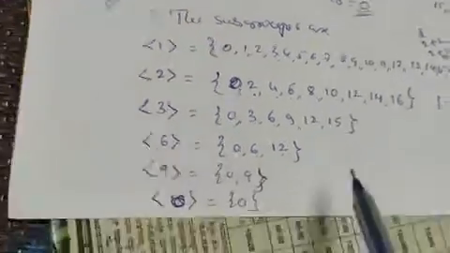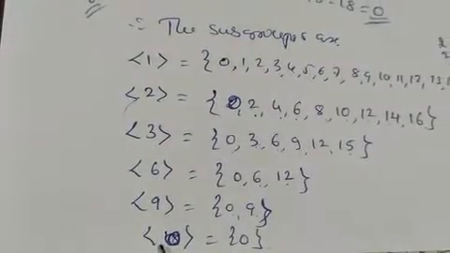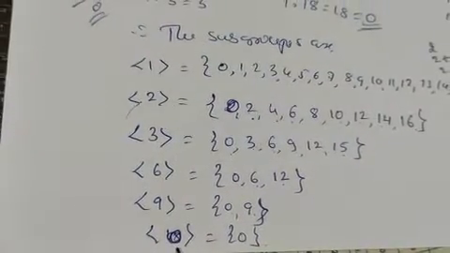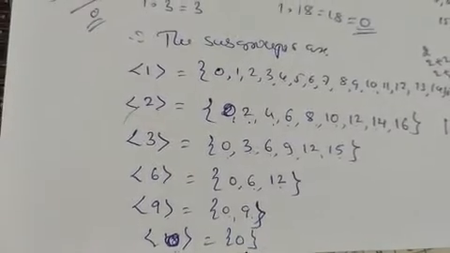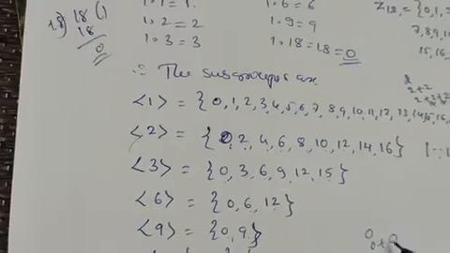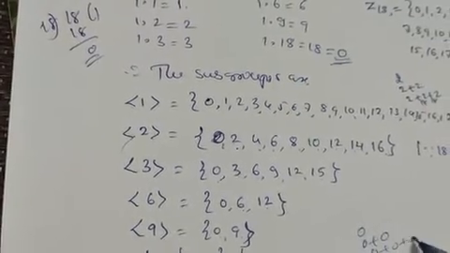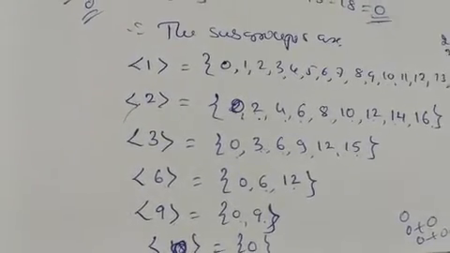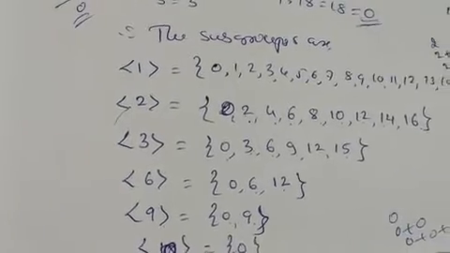Next the remainder is 0, so it is the cyclic subgroup generated by 0 under addition mod 18, which is again only 0. It contains only one element, 0, because 0 plus 0 is 0, 0 plus 0 plus 0 is also 0. Therefore the set contains only one element, that is 0.